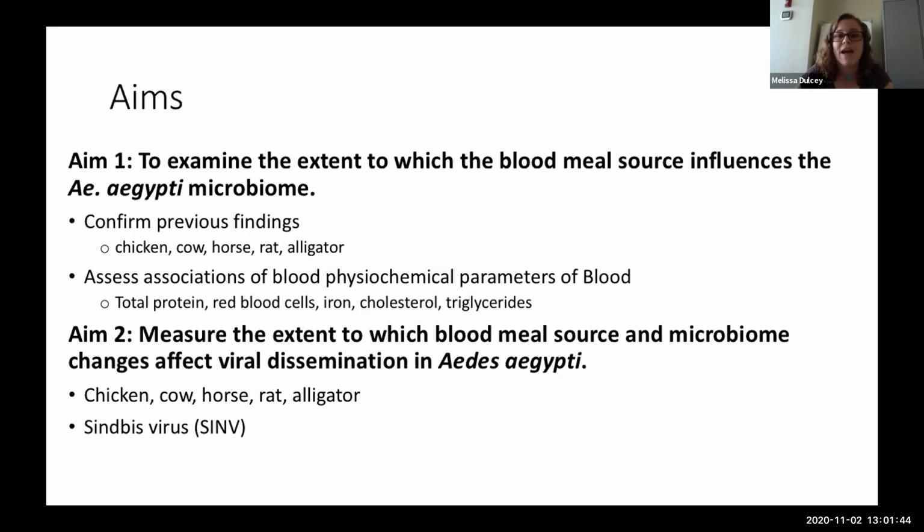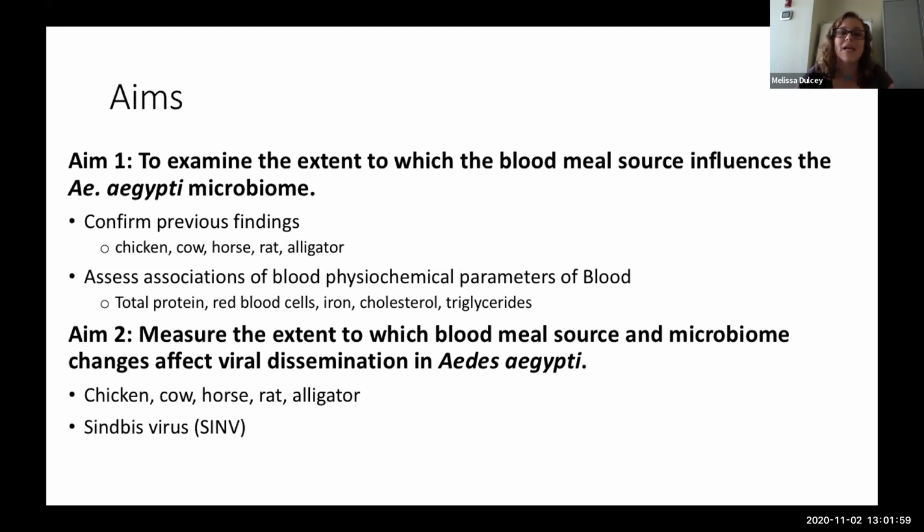A few of the factors that we've honed in on include total protein, red blood cells, which also includes hemoglobin, as well as protein when it's digested, iron, as well as fats and lipids like cholesterol and triglyceride.